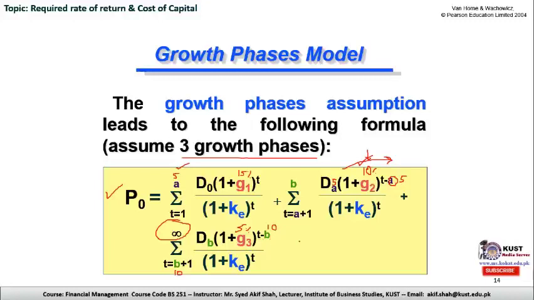Therefore we can apply the constant growth model on this expression and can treat the first two phases as either the annuity case, or we can also use the simple mixed stream mechanism to find out the cost of equity under this case. So this is the way we can address the growth phases model to calculate the cost of equity.